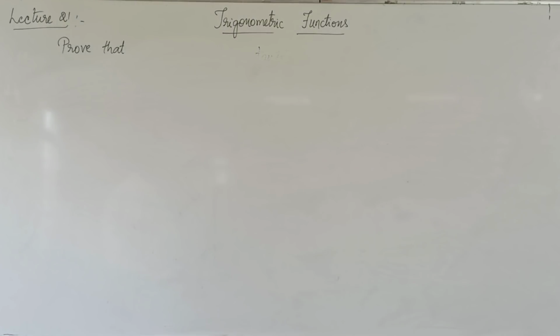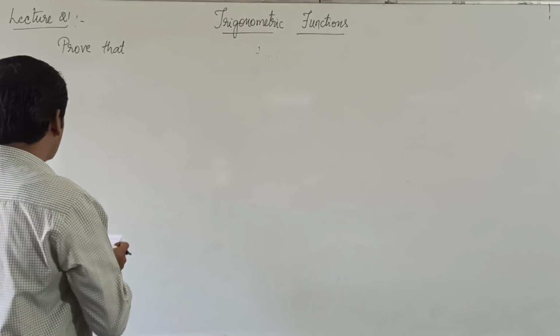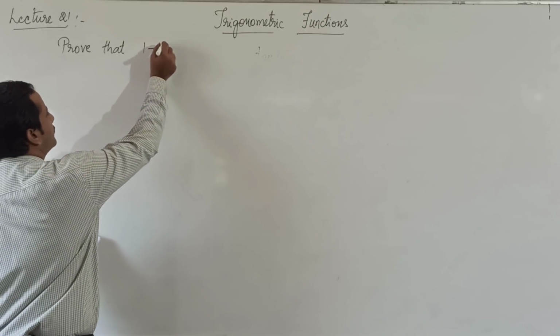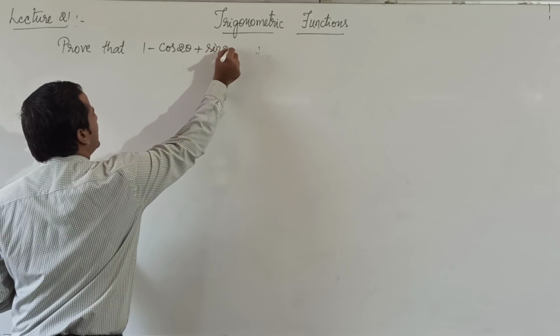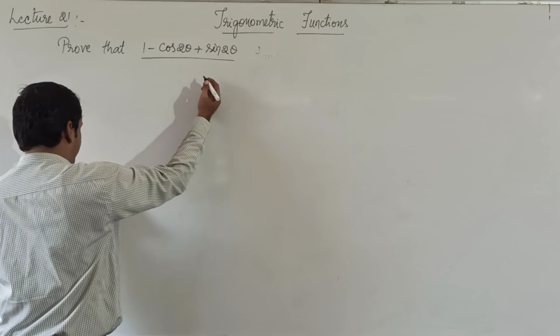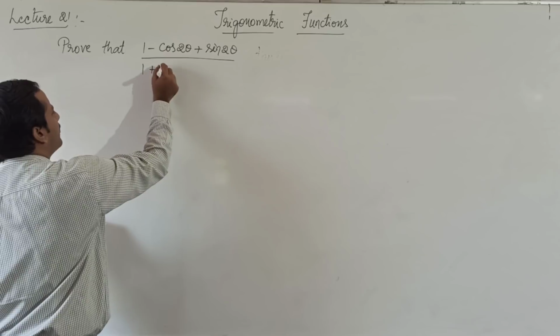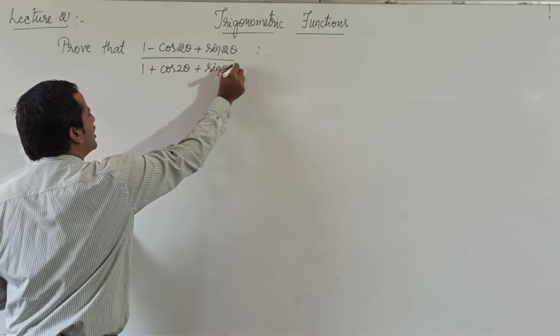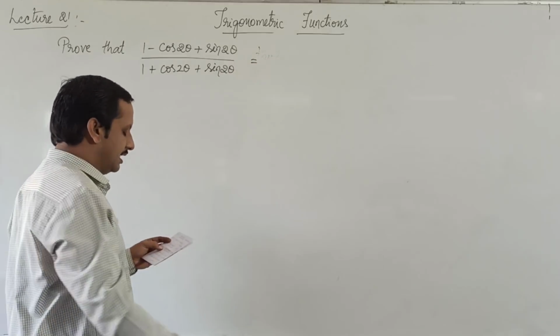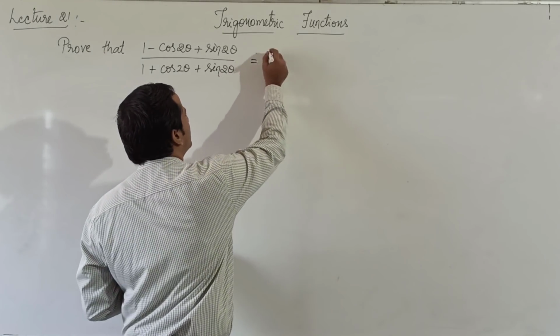Prove that 1 minus cos 2 theta plus sin 2 theta divided by 1 plus cos 2 theta plus sin 2 theta is equal to tan theta.